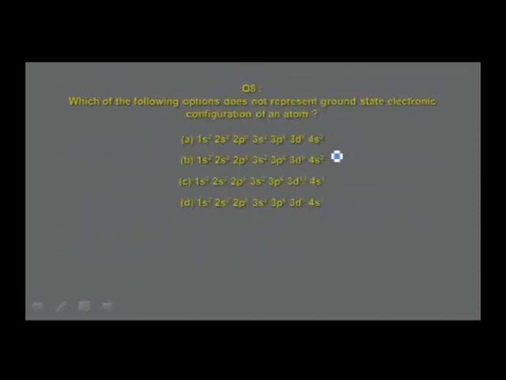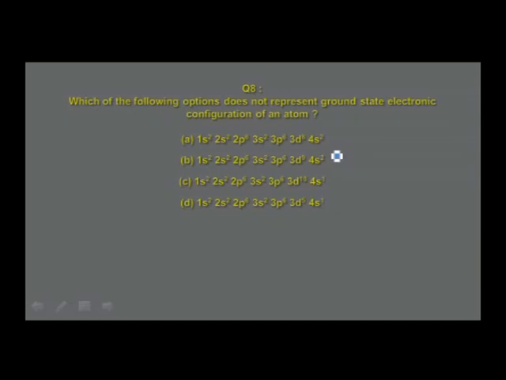The next one, which of the following options does not represent ground state electronic configuration of an atom? Option A, 1s2, 2s2, 2p6, 3s2, 3p6, 3d8, 4s2. It refers to which element? You understand?